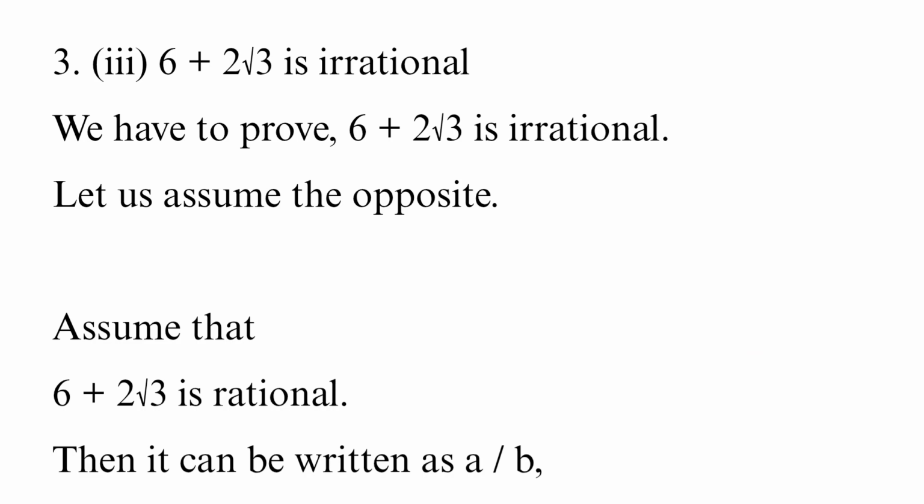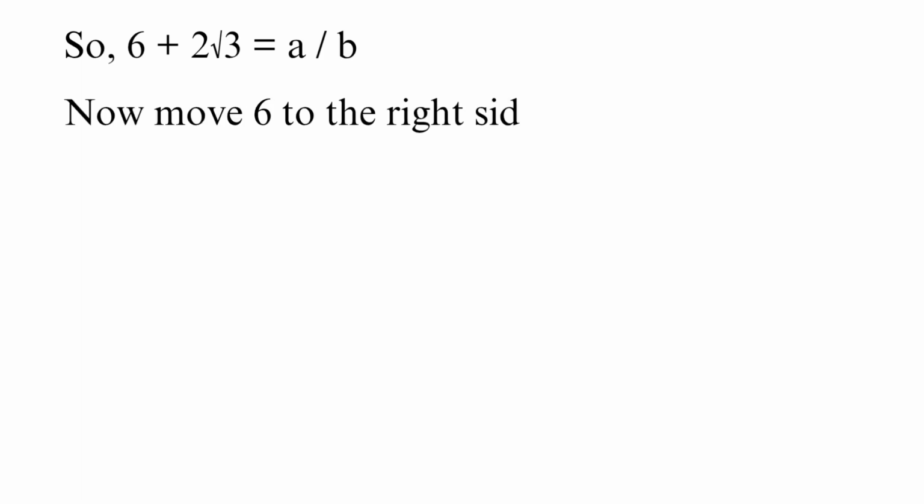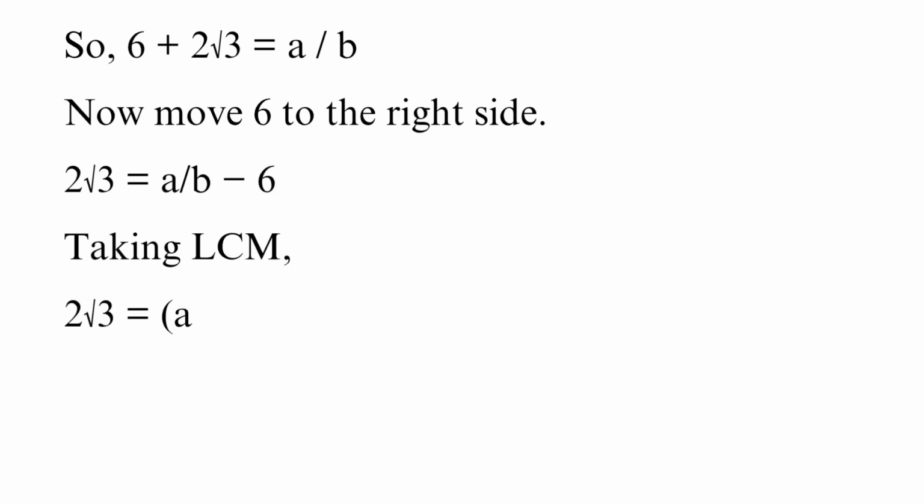Question 3. Prove that 6 plus 2 square root 3 is irrational. We have to prove 6 plus 2 square root 3 is irrational. Let us assume the opposite. Assume that 6 plus 2 square root 3 is rational. Then it can be written as a/b, where a and b are co-prime integers, and b is not 0. So, 6 plus 2 square root 3 equals a/b. Now move 6 to the right side. 2 square root 3 equals a/b minus 6.